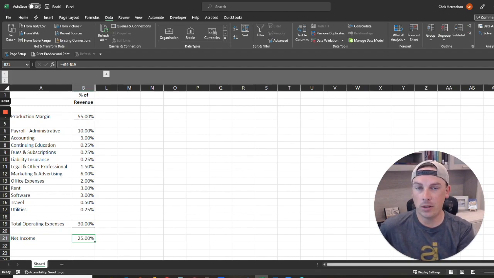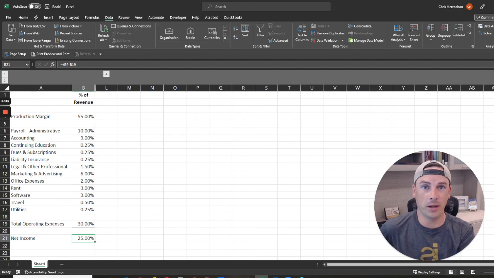Now, is all of this a hard and fast rule? Absolutely, positively not. The only thing that I know about your agency is that it's going to operate a little bit differently, at least, than what is shown on this screen. However, this gives a little bit of a guidepost and a little bit of a roadmap on how you can get there. Super important. You need to be tracking your gross margin, you need to be tracking your production margin, and you need to be tracking your net margin.